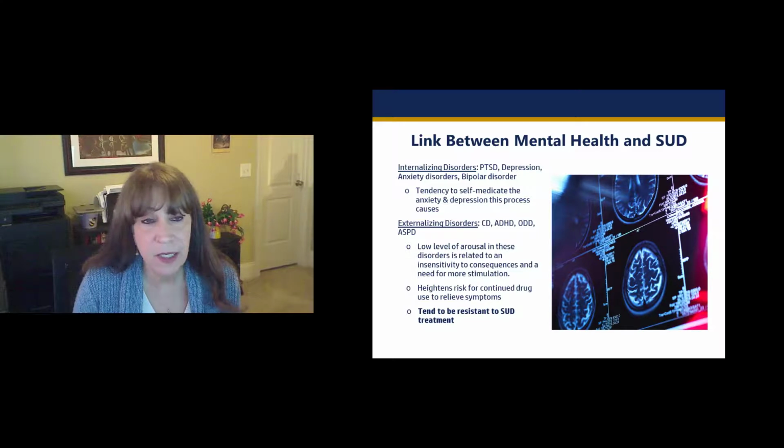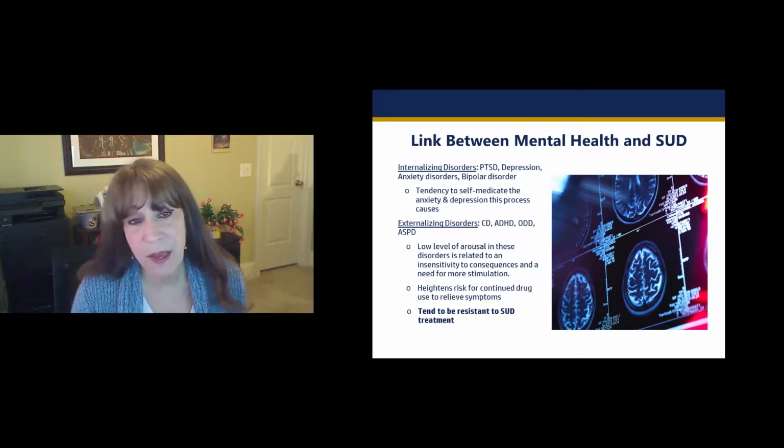And the links between mental health and substance use can start relatively young. We see internalizing disorders, which are mostly depression, anxiety, and that sort of thing. And these folks with internalizing disorders as adolescents tend to self-medicate. And when they self-medicate, it can actually make the mental health problem worse.